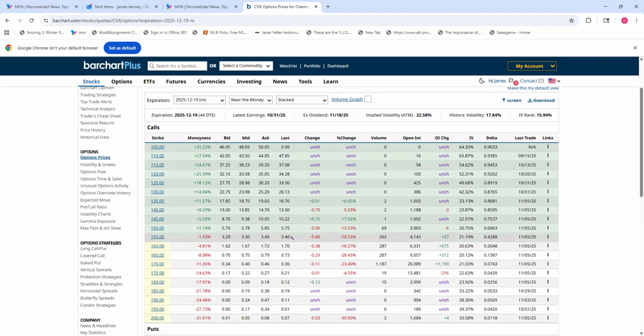The 150 calls are going for 575. The 160s are going for 170. Okay. For me, I'd look at the 160s. Why? Because if it goes up to 170, they're going to $10. That's not bad. If they don't, 170 is my maximum exposure.